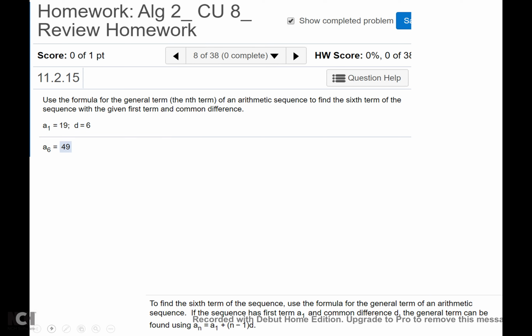Alright, so now it says use the formula for the general term, the nth term of an arithmetic sequence, to find the 6th term of the sequence with the given first term and common difference. So we have to use this formula. A sub n, the nth term, will be the first term, plus remember, you need so many copies of the common difference to get you, in this case, the 6th term. So to find the 6th term, I need to take the first term and add 5 common differences to it, which makes sense.